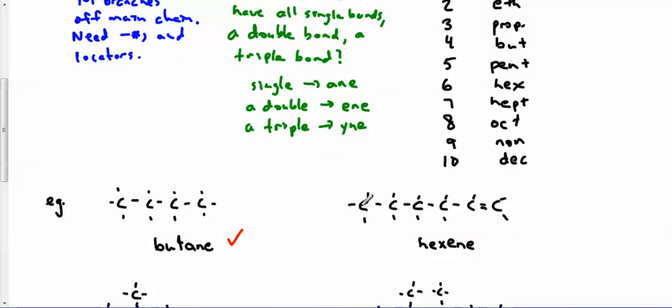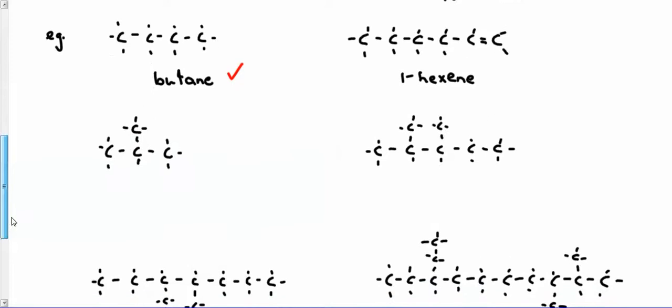I can start counting from either end. So in this case, I'm going to count from over here. It's between carbons 1 and 2, so I need to locate where that double bond is. So I put the number 1 and a dash. The 1 tells me that the double bond starts on carbon 1 and ends on carbon 2. And I use a dash. Dashes always separate numbers from words. Let's go to the next guy.